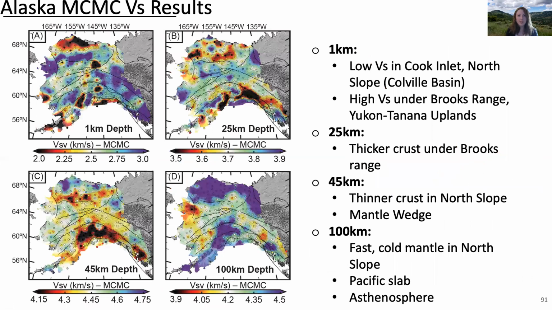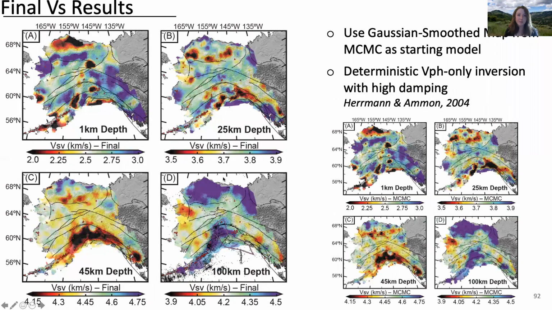Our final results at each station, interpolated onto the underlying grid, are shown here at 1, 25, 45, and 100 kilometer depths. We observe basin features at shallower depths and crustal thickness variations at 25 and 45 kilometer depths. We also observe the downgoing slab, warm asthenosphere, and cold cratonic mantle in the north at 100 kilometer depths. But we don't stop here. This is just our jumping off point for a follow-up inversion.